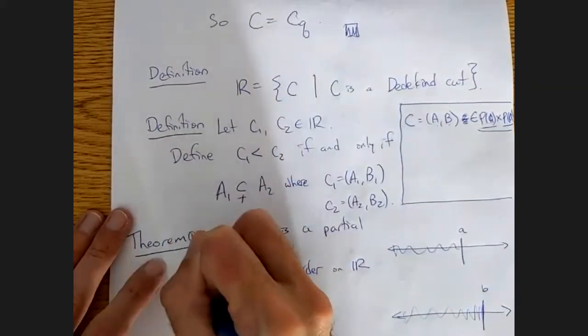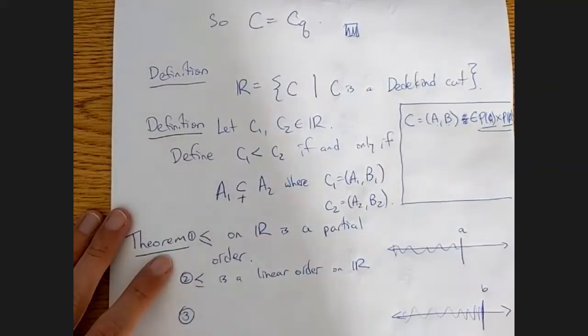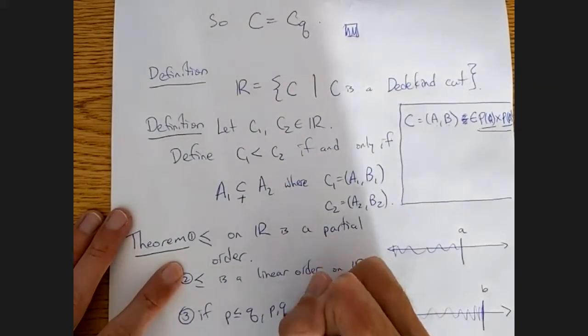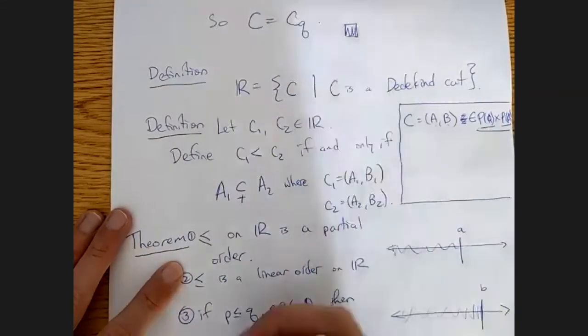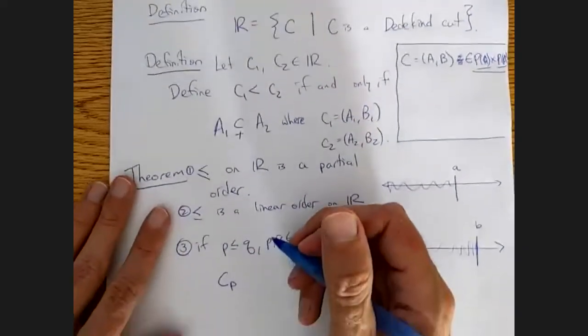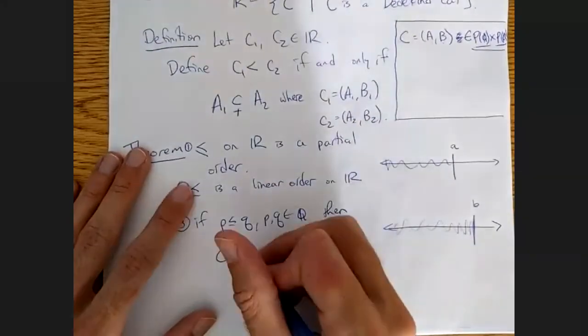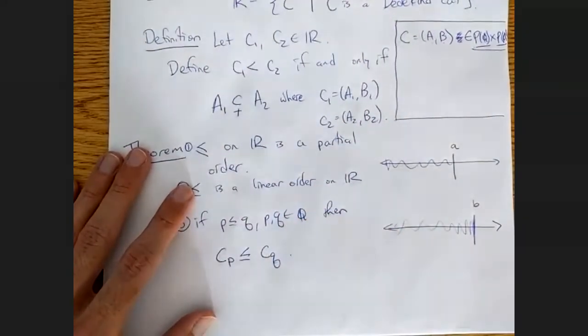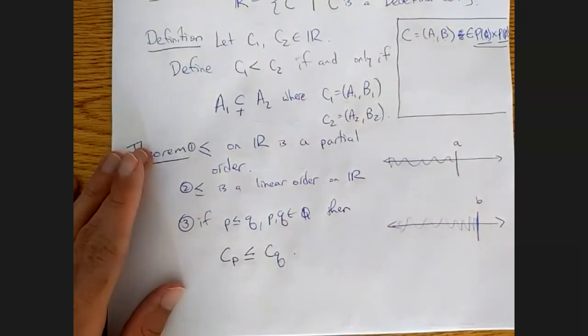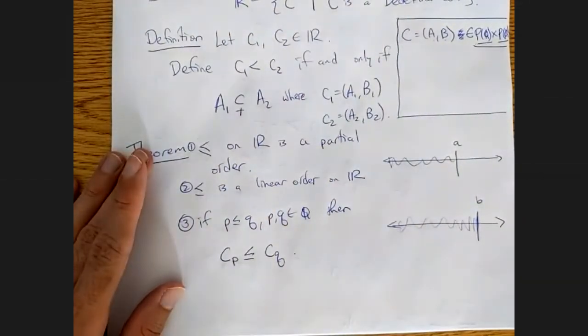So this is 1, 2, 3. And if P and Q are rational numbers, then the rational cut CP is less than or equal to the rational cut CQ. Any inequality that you get from rational numbers still holds true in the real numbers.